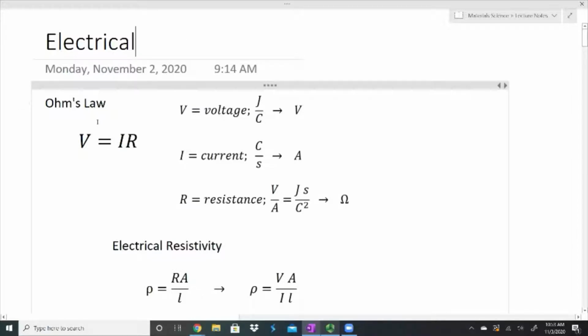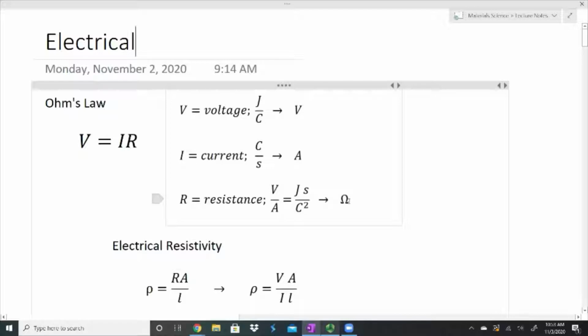Ohm's law in one of its forms is V equals IR: voltage equals current times resistance. And so I have off to the side here the units. Voltage is joules per coulomb, current is coulombs per second, and so resistance, if we just do a little bit of algebra, is voltage per amp, which is also what current is measured in. And we could break it apart a little bit more and say that resistance is joule seconds per coulomb squared, which is our ohm.